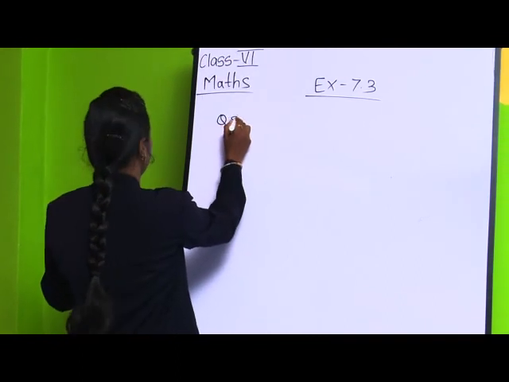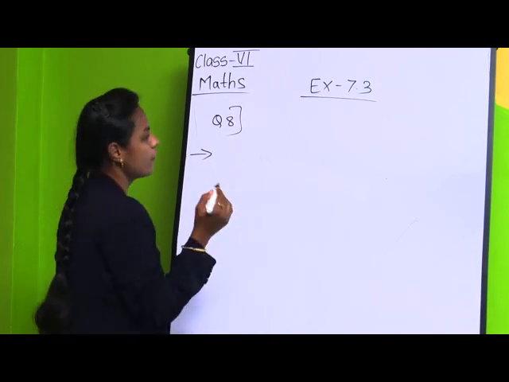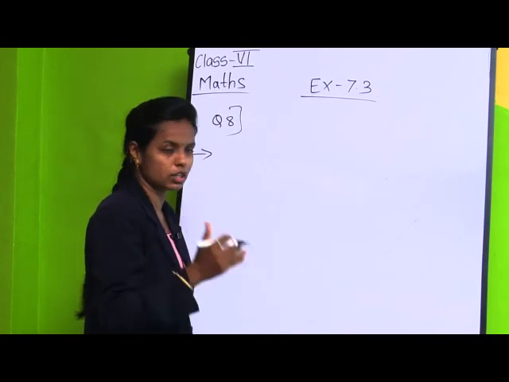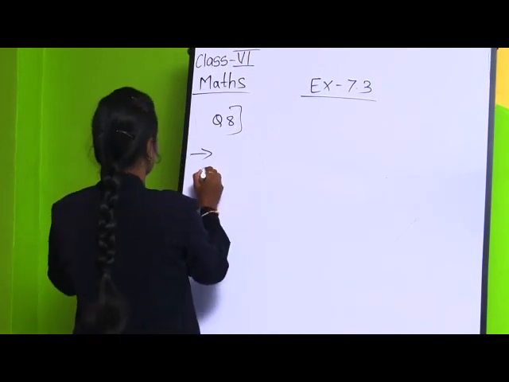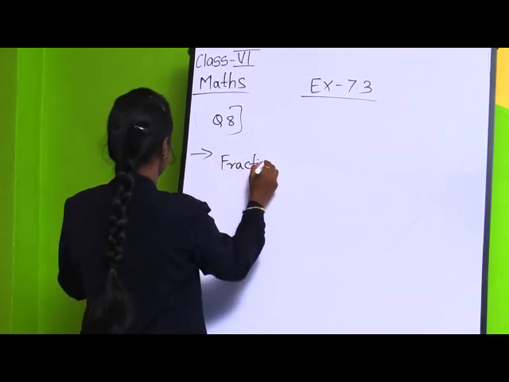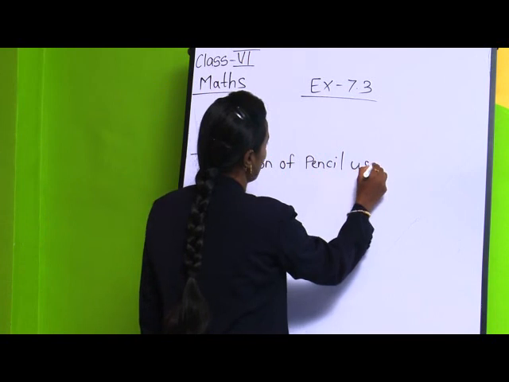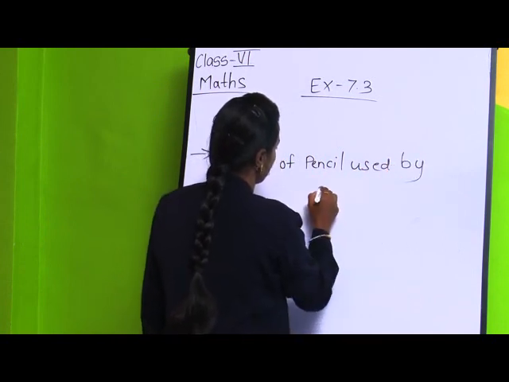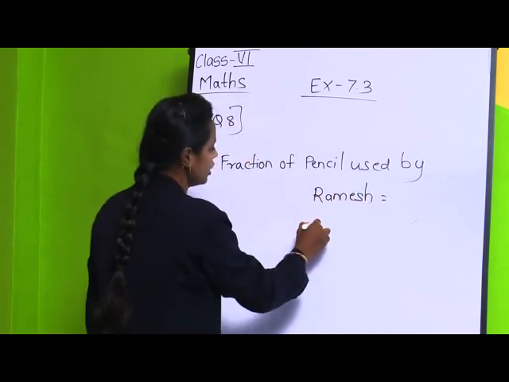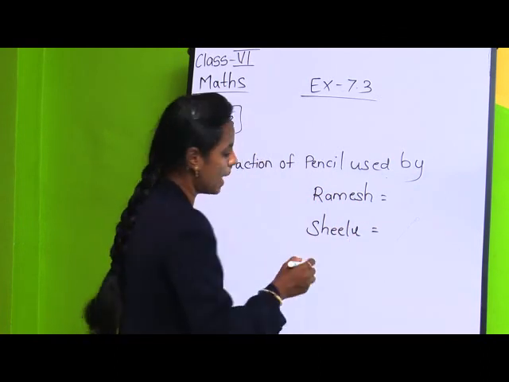Question number 8. Here I will solve directly the solution. Let us write the fraction, total number of pencils they have and total number of pencils used by them. So here, fraction of pencils used by Ramesh, and then we have Sheelu, and then we have Jamal.